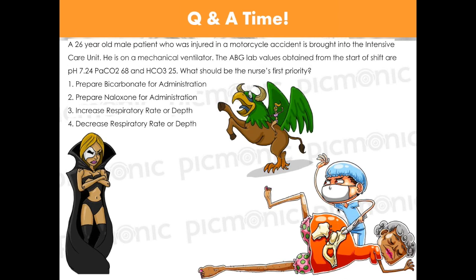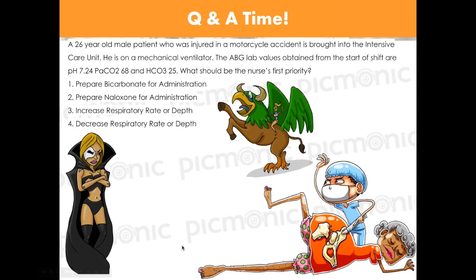Those are opposites, right? R-O-M-E, ROME. Opposites. What should I be thinking? Boom, this is a respiratory problem. What is going on, before you even read the answers? PaCO2 68, okay. HCO3, high, low, normal? Normal, boom. So what does this tell me? The patient is in acidosis with a respiratory origin, respiratory acidosis.